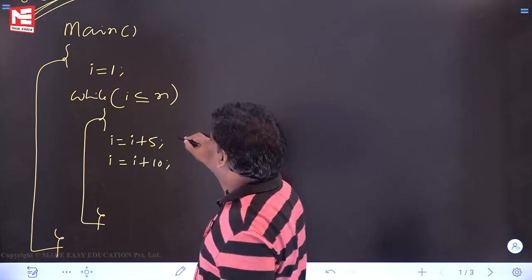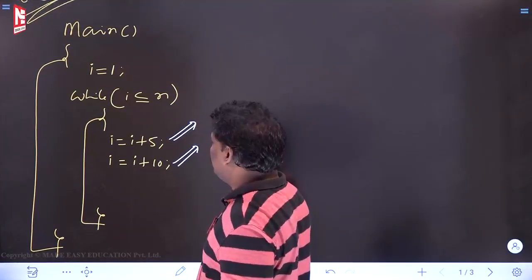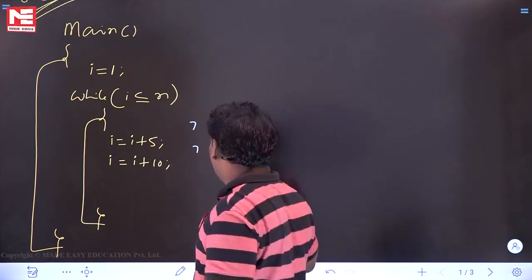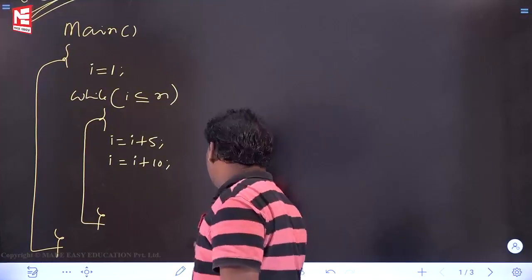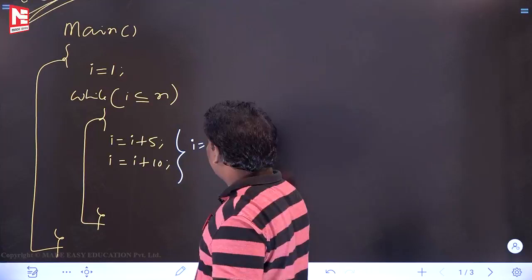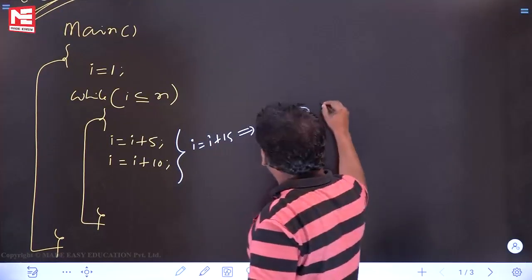Every time incrementing by 5, every time incrementing by 10. Now overall, how much? Overall, if you see, what is the answer? This will become i = i + 15, which will go to n by 15, which will go to big O of n.